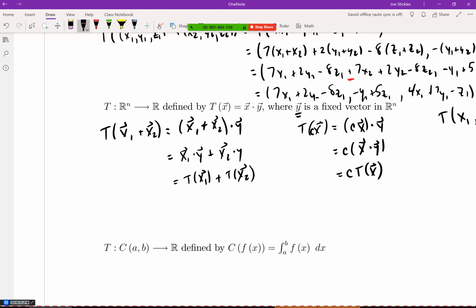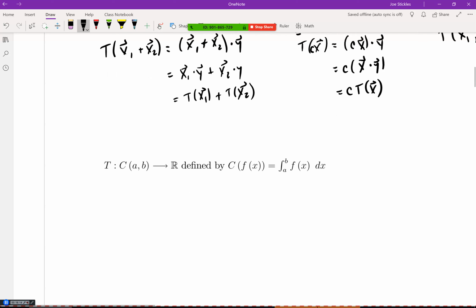Next one's not bad either. Oops, except I made a typo. This should be a T, not a C. The transformation is T. All right, so remember this notation is continuous functions on the interval from A to B. So our transformation T here is defined from continuous functions to the reals as the integral of the function from A to B.